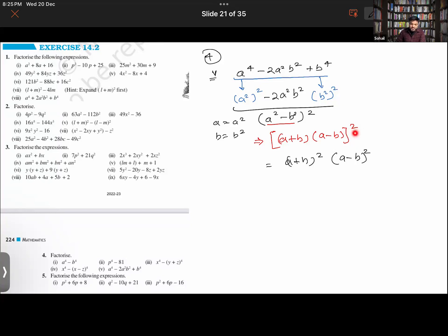होल के ऊपर स्क्वायर है, सो इंडिविजुअल एक्सप्रेशंस के ऊपर भी हम स्क्वायर लिख सकते हैं. Getting this thing? Yes, sir. You got this? Yes, sir. Okay.